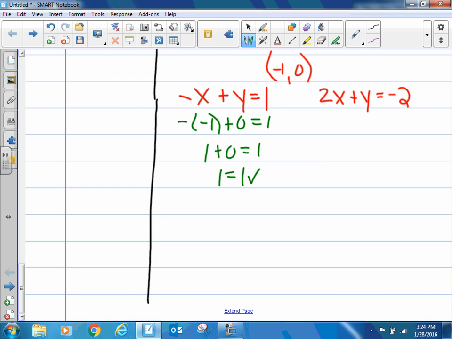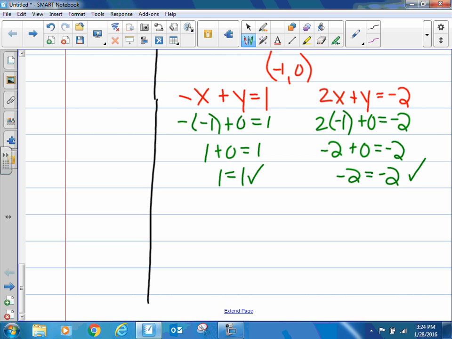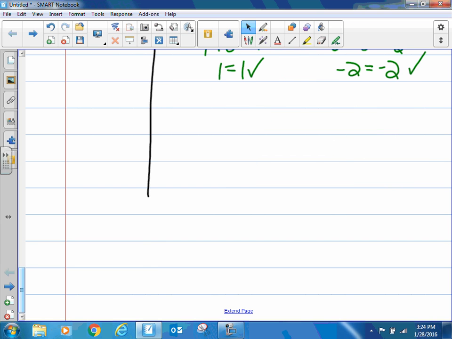Negative negative 1 plus 0 equals 1. 1 equals 1. Check. Other side. 2 times a negative 1 plus 0 equals negative 2. Negative 2 plus 0 equals negative 2, negative 2 equals negative 2. Check, that's right too. So negative 1, 0 is the solution to this linear system. All right, I know that was kind of a lot. It seems like a lot of steps, but once you get the hang of it, it's going to be a lot easier. So let's look at another example.